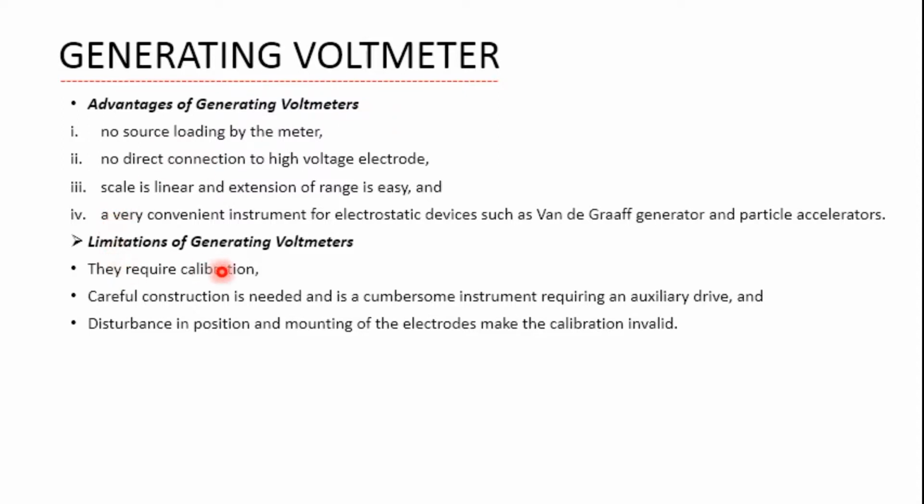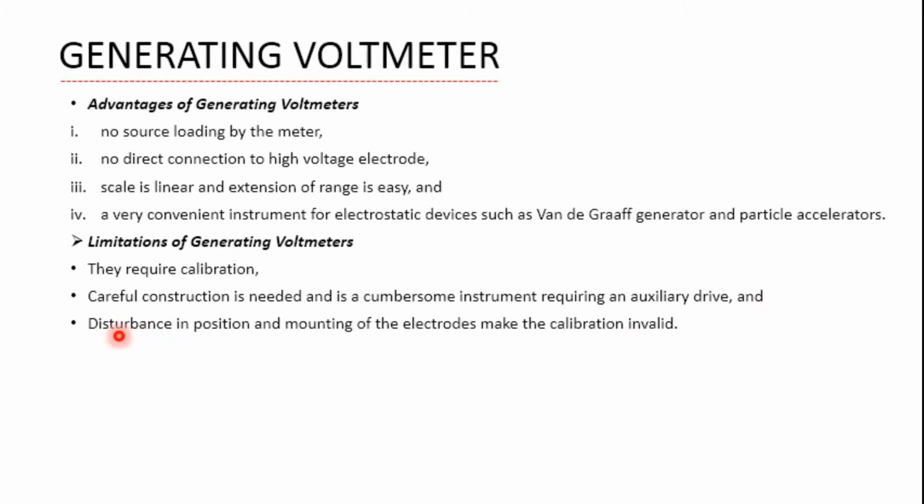Next we have the limitations. It requires calibration, because sometimes there is a small change in the values, which will lead to a large change in the output. So we need to be very careful while handling the device. Careful construction is needed, and it is a cumbersome instrument requiring an auxiliary drive. Means we need to drive the vanes like S0 at a constant speed, so we need an additional source. This is one of the limitations.